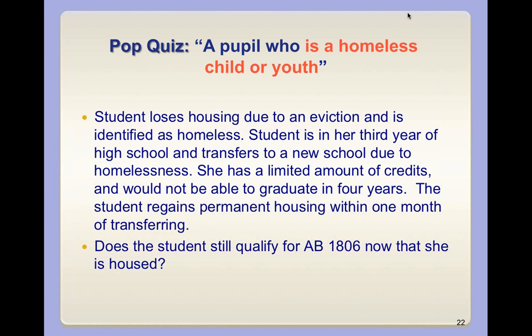Student loses housing due to an eviction and is identified as homeless. That student is in her third year of high school and transfers to a new school while she's homeless. She has a limited amount of credits and would not be able to graduate in 4 years. Shortly after, the student regains permanent housing. Does the student still qualify for AB 1806 now that she is housed? Let's give you the chance to answer. Is a student whose homelessness is brief eligible for AB 1806 if the student transfers schools while homeless? Is she eligible or not?